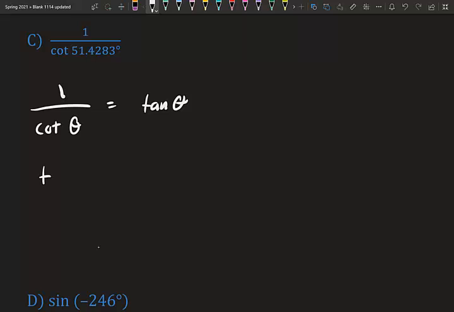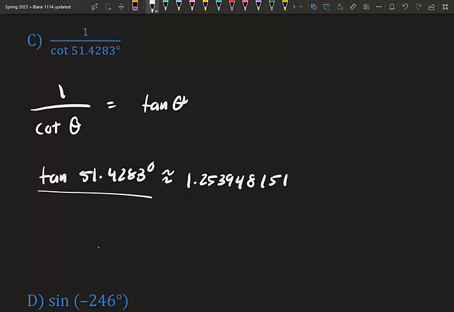So we're going to plug in tangent of 51.4283 degrees, and we get approximately 1.253948151. I'm not going to show you that one with your calculator because it's just plugging in tangent of 51.4283. Don't forget, it's supposed to be in degree mode. Why is it supposed to be in degree mode? Because we're working with degrees.